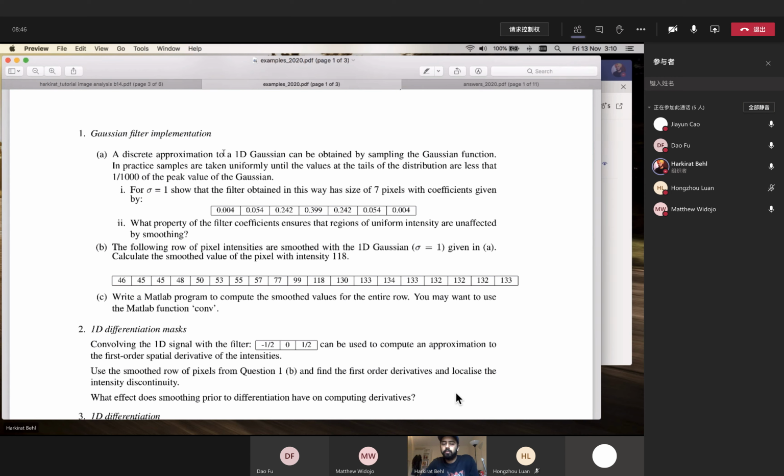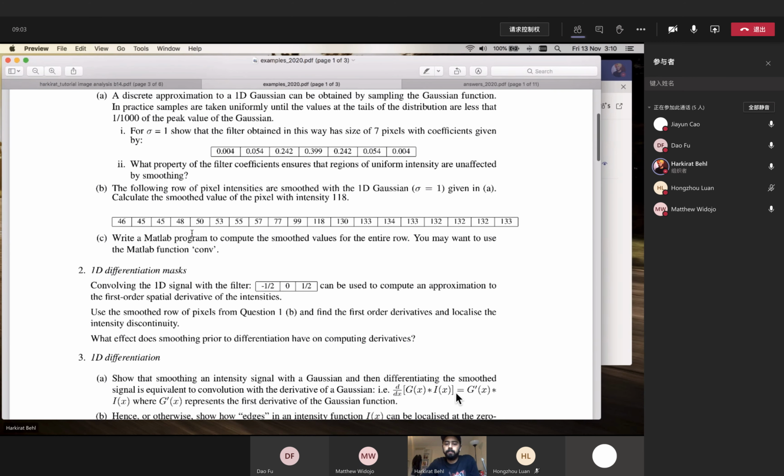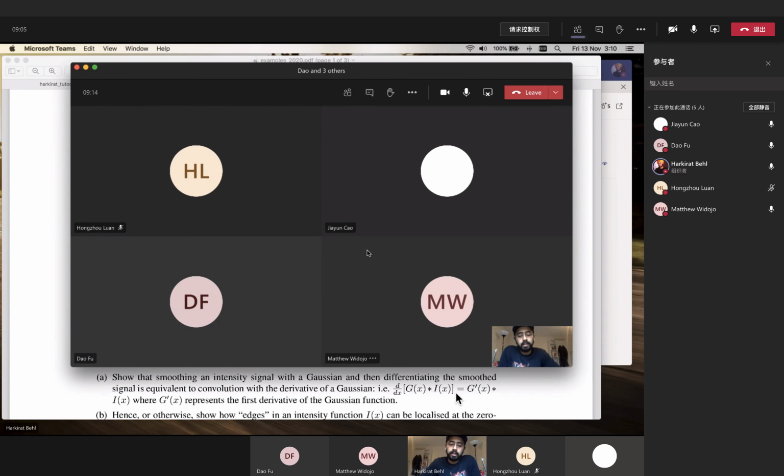So basically, it depends on what output shape you want. If you want the output shape to remain the same as the input shape, you will have to do zero padding. Otherwise, you'll lose some. So is that clear to everyone? Yes.